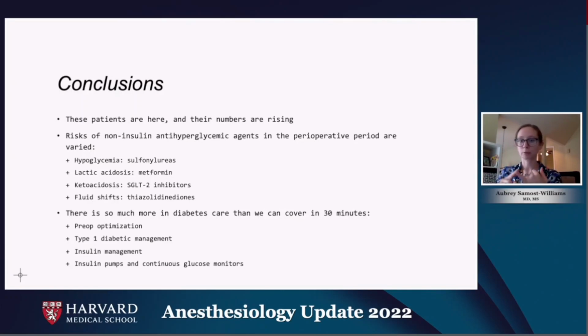So remember, hypoglycemia goes with sulfonylureas, lactic acidosis with metformin, which is our biguanide, ketoacidosis with our SGLT2 inhibitors, and fluid shifts with our thiazolidinediones. Those are the things I want you to remember and really take away from this, because those are the things that you need to be watching for in your patients.